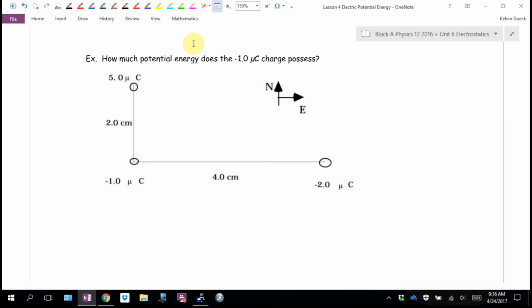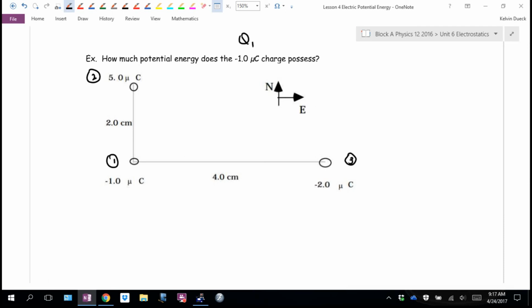Here's a nice question. How much potential energy does this charge possess? That one. You know what? Let's label these. Let's call the main one down here charge 1. We'll call this one up here charge 2. We'll call this one up here charge 3. So it really is asking how much energy does Q1 possess?